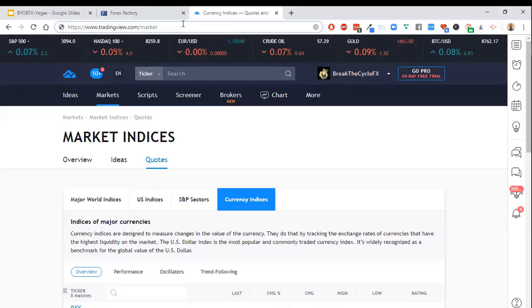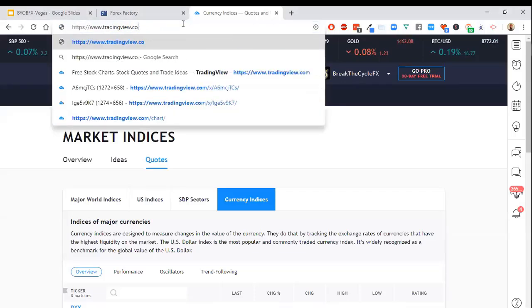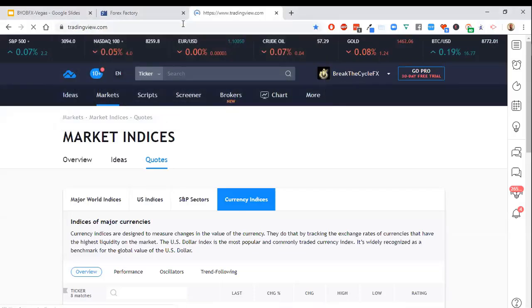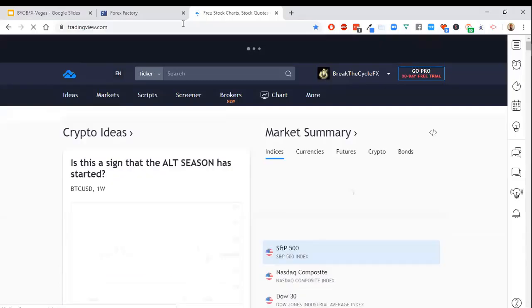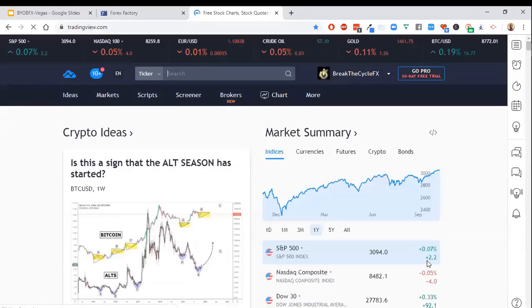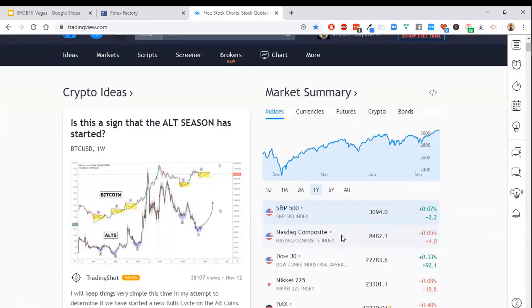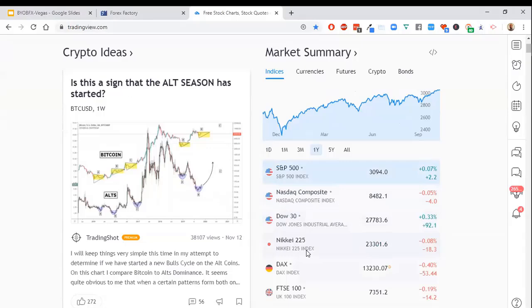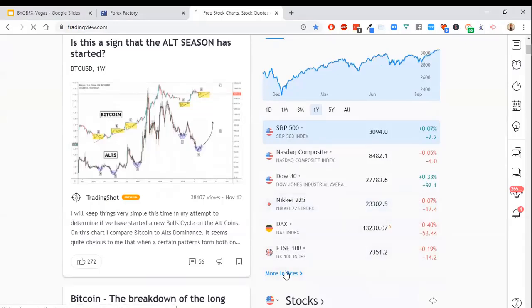All right, TradingView.com. You look over to the right here. You'll see market summary. Click on indices, and you can see how some of the indices are performing at the moment. And click on more indices.